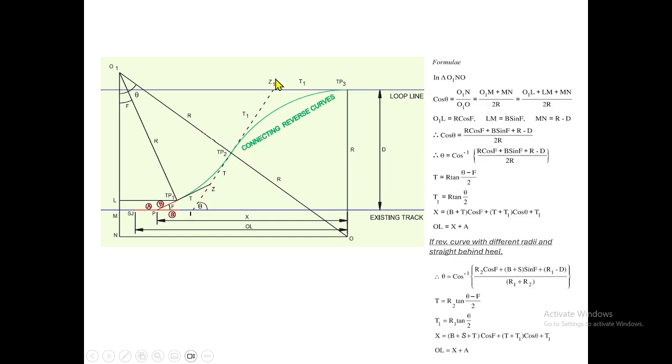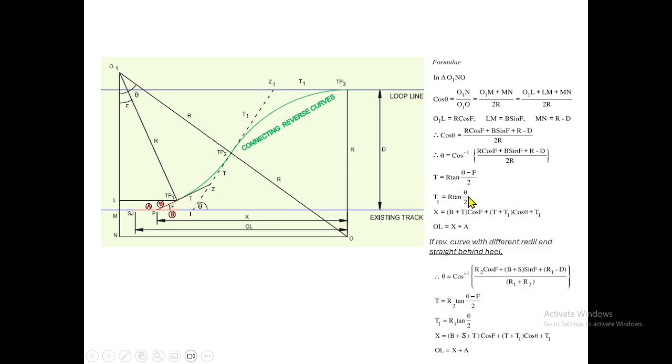As far as this tangent T1 is concerned, this angle is theta. How? When this is theta minus f and this is f, automatically this is theta. Already we have discussed that the exterior angle equals the sum of opposite interior angles. This angle plus this angle equal to this. So this angle equals theta minus f plus f, which is theta. So once this is theta, automatically this will be your deflection angle. So knowing this deflection angle, we can find out T1. T1 equal to r tan theta by 2.